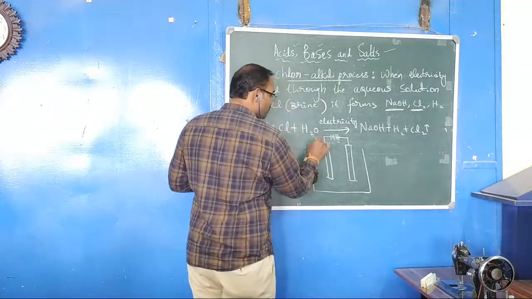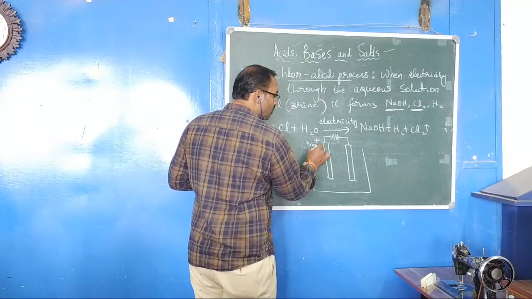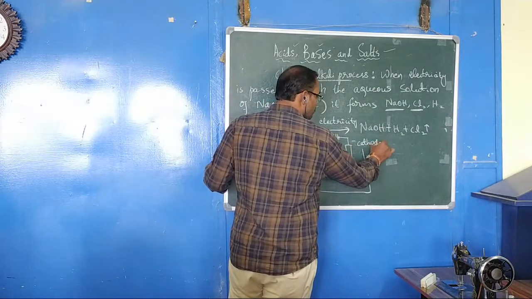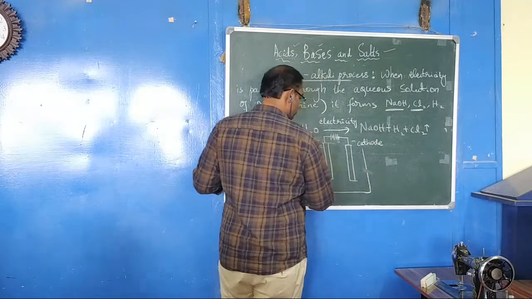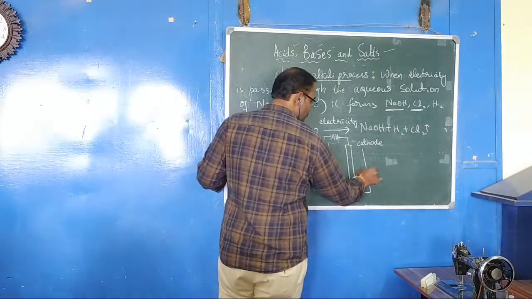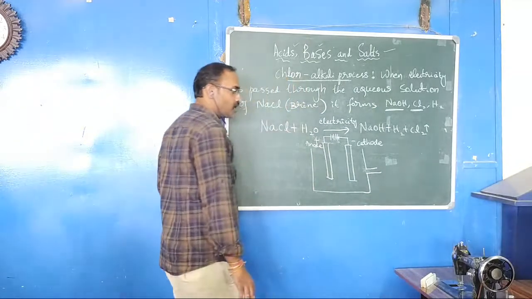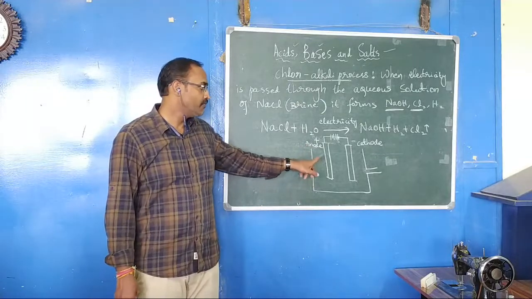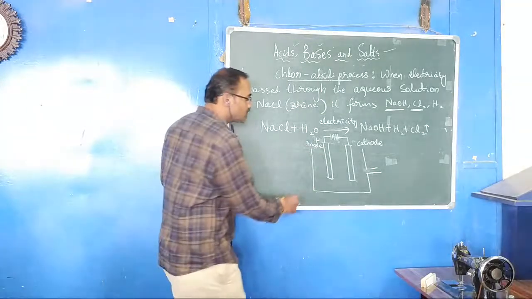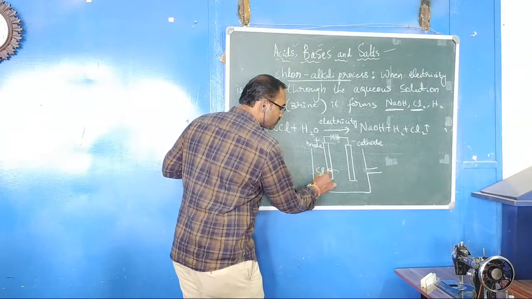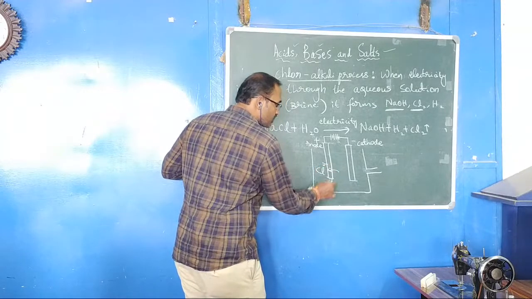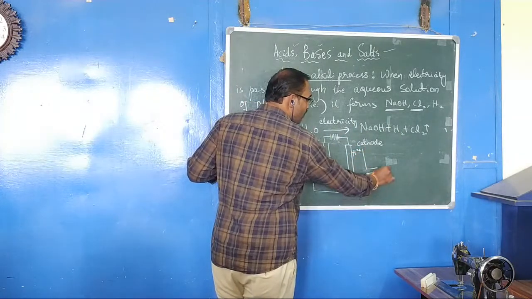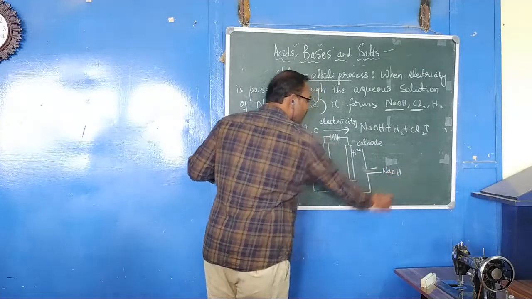One is anode. The positive charged electrode is anode, the negative charged electrode is cathode. See here, chlorine is formed at the anode end. Whereas hydrogen is formed at the cathode end, and sodium hydroxide is also formed at the cathode end.